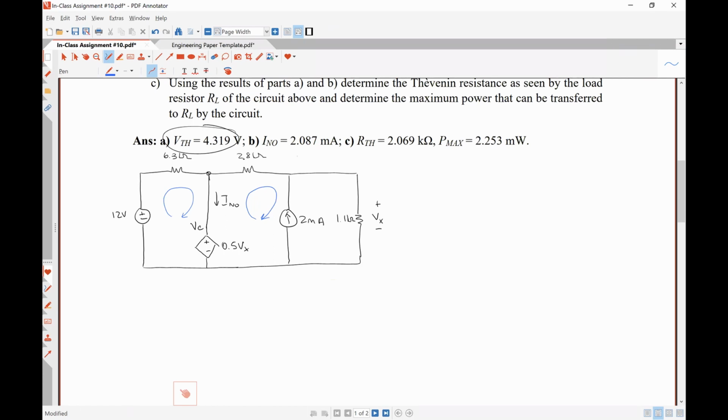So just to switch it up a little bit, can we actually do mesh analysis with this one? Sure. I'm going to call this mesh A. This will be mesh B. And so this guy will be mesh C. So we have an interior current source, so we are going to have a current relationship equation. So what's that going to be?